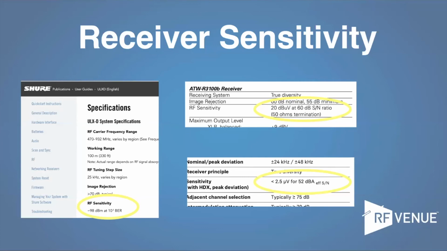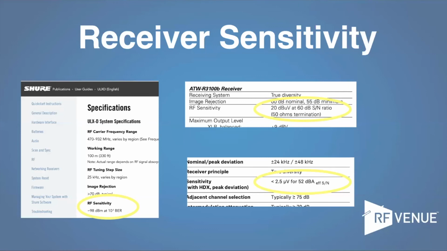The bottom line here is the lower this number is, the smaller this number. So if we take the Shure number that's minus 98, if they also had a radio that was minus 108, that's a more sensitive radio than minus 98, right? If we want to take the Audio-Technica one there, 20 dB microvolts, if that were a smaller number, that would be a more sensitive radio.